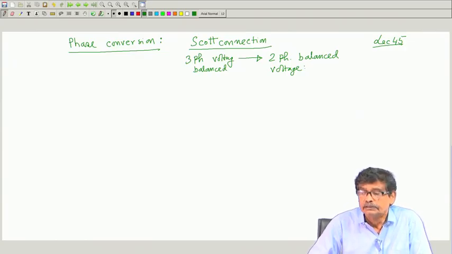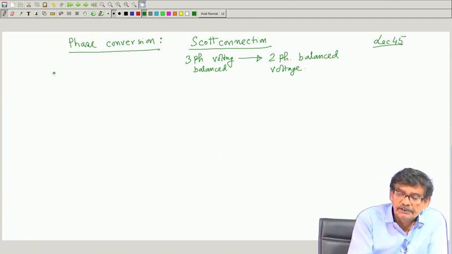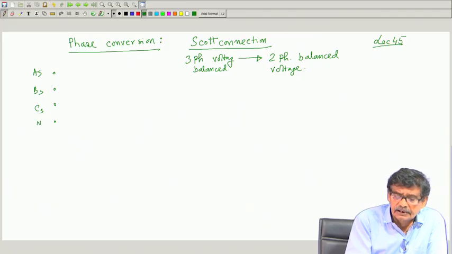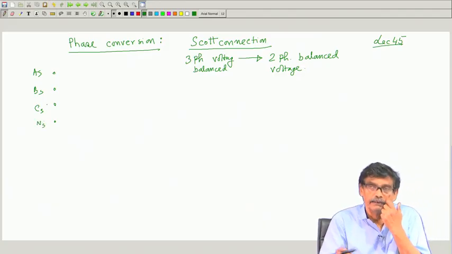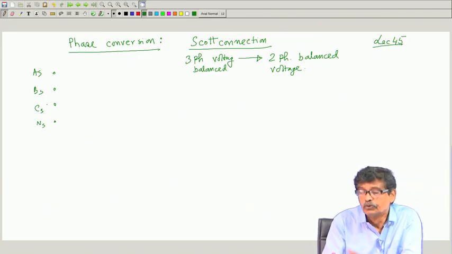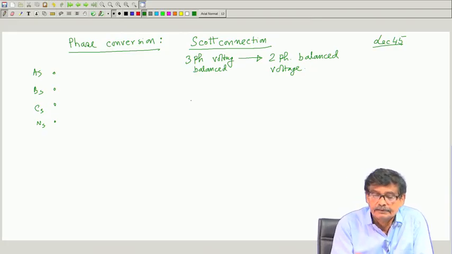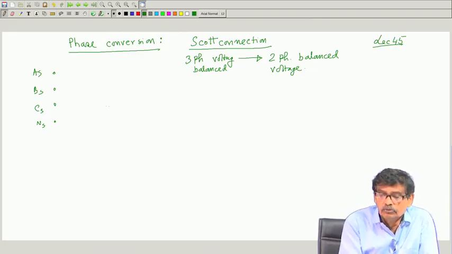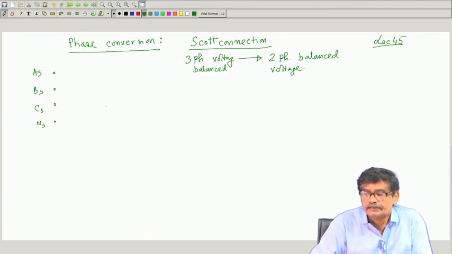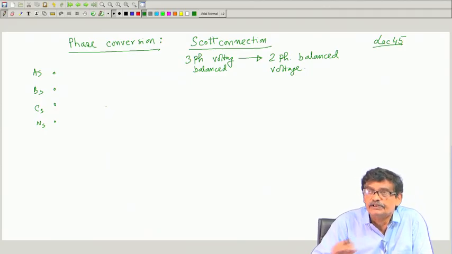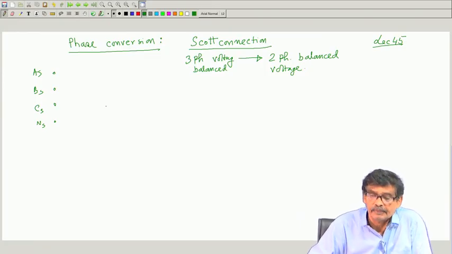But the problem is, first understand the problem. Problem is you have a three phase supply available to you, AS, BS, CS, and maybe with a neutral NS supply is available, and you have a two phase load this side. So, how to convert this three phase supply to a balanced two phase supply voltage system and then feed your load? That is the problem.